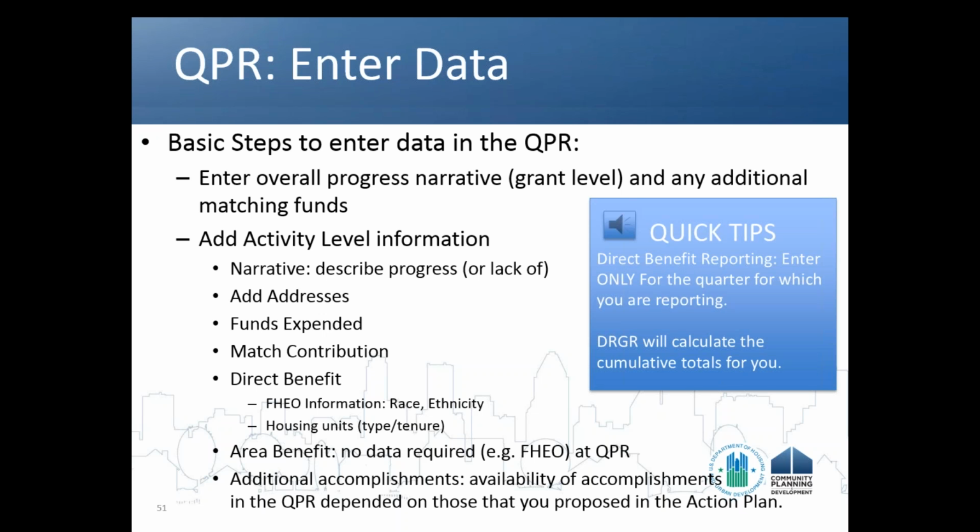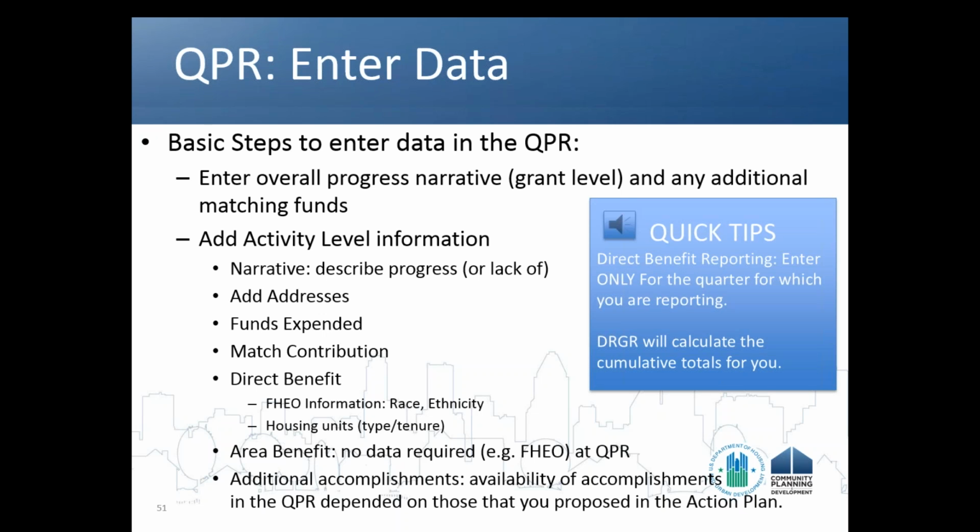If you have met a national objective for an address, you're going to be entering addresses. Again, not every activity will have addresses. It's dependent on the activity type, what kind of funds have been expended. Again, most of your financial, except for expenditures, is automatically pulled into the system. Any match contribution, the direct benefit. Again, if they have met that national objective, whom have you served? The FHEO information that's required to collect, the housing unit information that's required to collect.